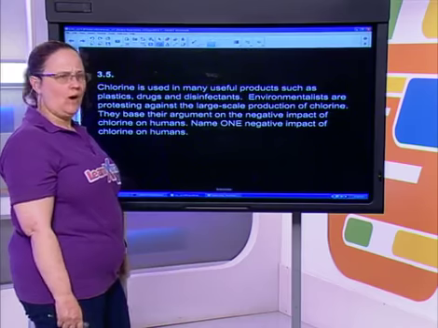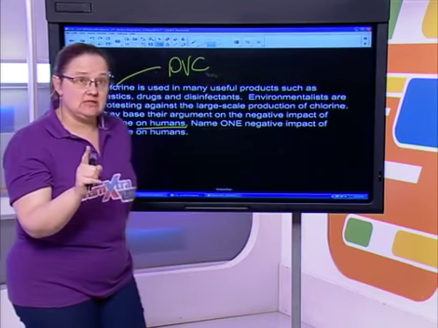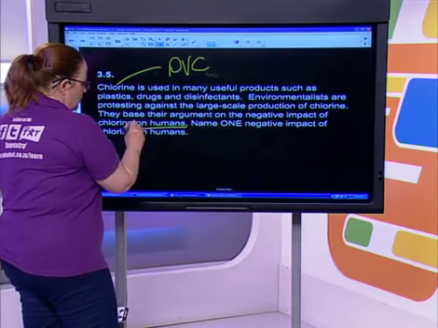And last question. Wow, I never have this much time left over. So, chlorine is used in many useful products, such as plastics, drugs, disinfectants, all wonderful things. Remember, chlorine can also be asked in terms of your organic, in terms of the making of PVCs, be careful, polymers. Environmentalists are protesting against large-scale production of chlorine. They base their arguments on the negative impact of chlorine, now careful here, on humans. Okay, guys, be very careful. The question is, negative impact on humans.